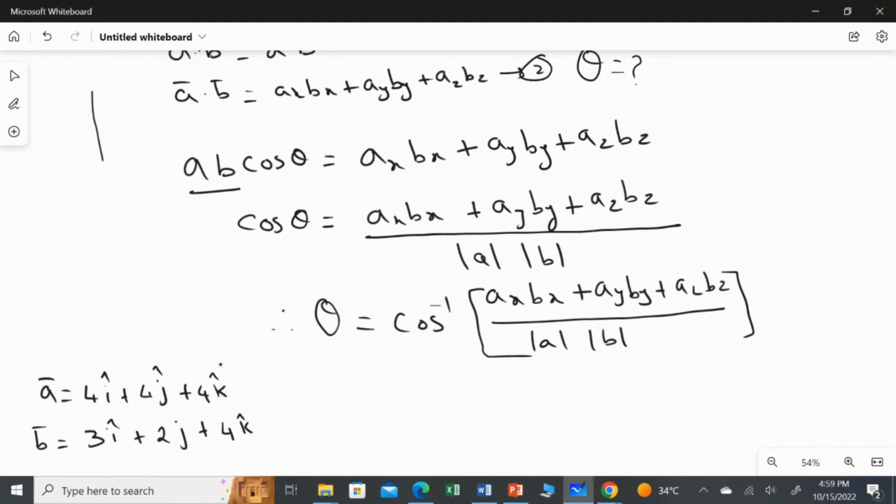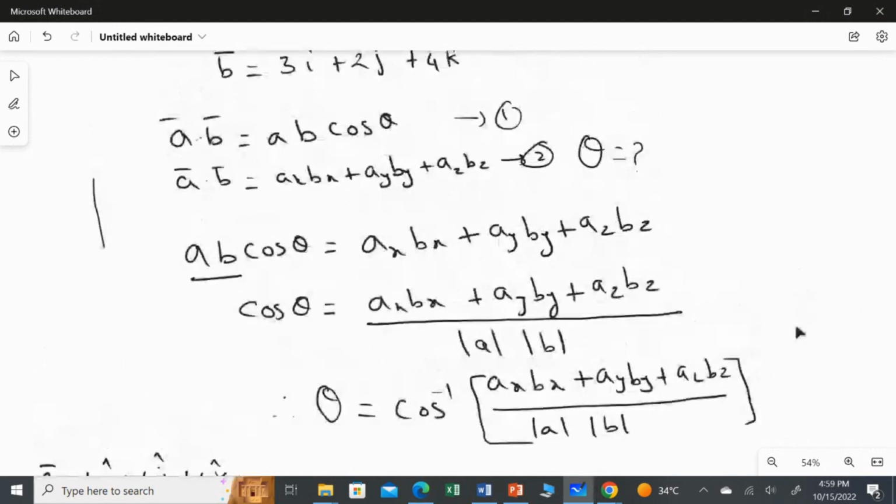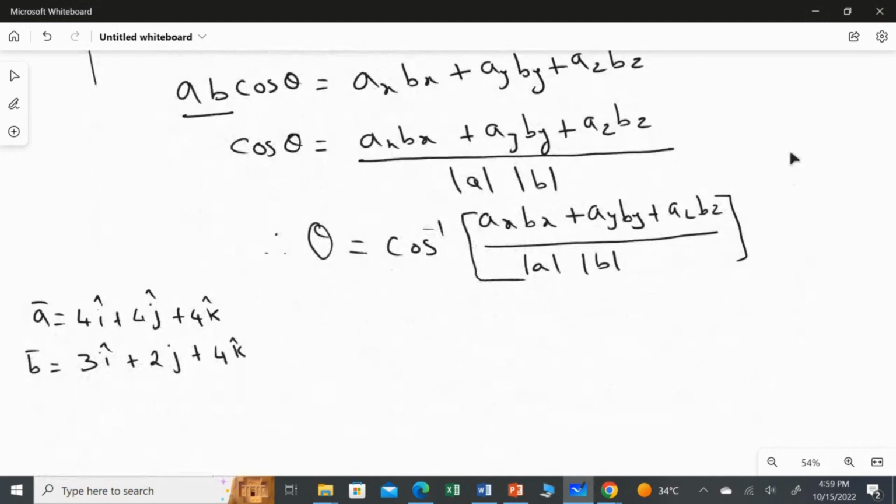Clear? Now, I'm going to substitute the values here. What is AX? This is A of X, this is B of X. Am I right? This is A of Y, this is B of Y. This is A of Z, this is B of Z. So you are going to multiply. This is nothing but the dot product. You multiply AX with BX, AY with BY, and AZ with BZ.